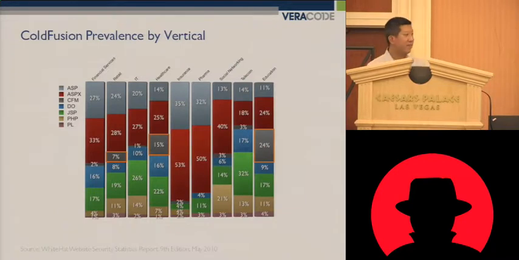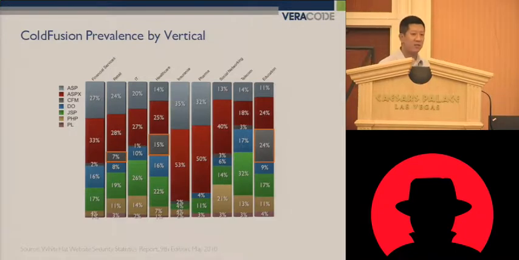And then this is a graph that came from a recent report from Blackhat, one of the security statistics reports that they release every quarter. They release this chart that shows how different verticals use different web application platforms. The boxes in gray that I have outlined in orange are the ColdFusion chunks. And you can see that ColdFusion is most prevalent in education, healthcare, and retail, according to Blackhat.